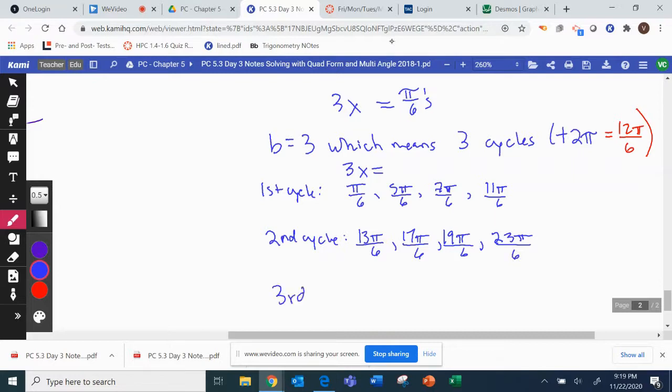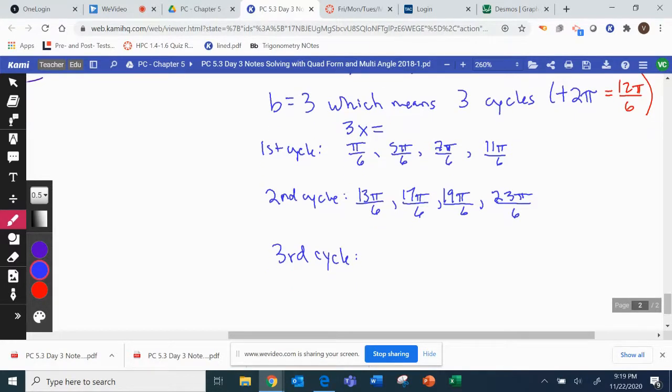And third cycle, add another 12 pi over 6 on each of these, so we'll have 25 pi over 6, 29 pi over 6, 31 pi over 6, and 35 pi over 6. Okay, that's what 3x equals.